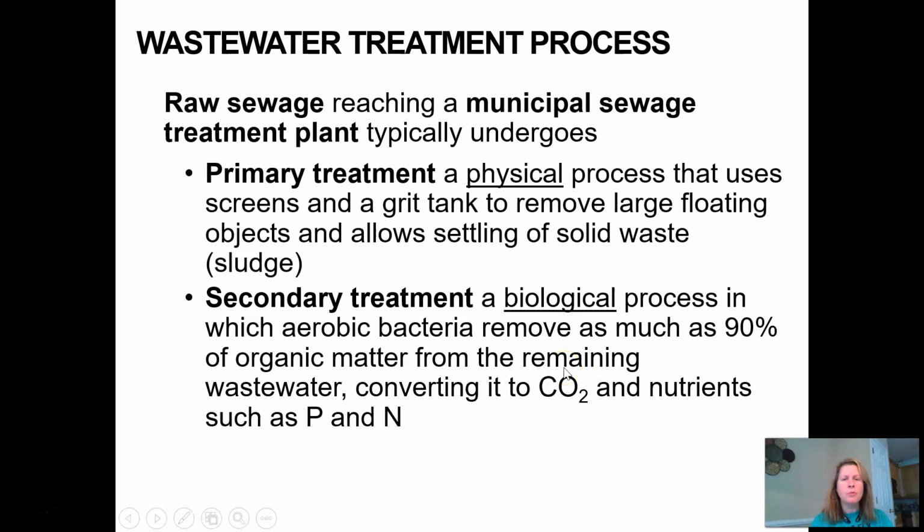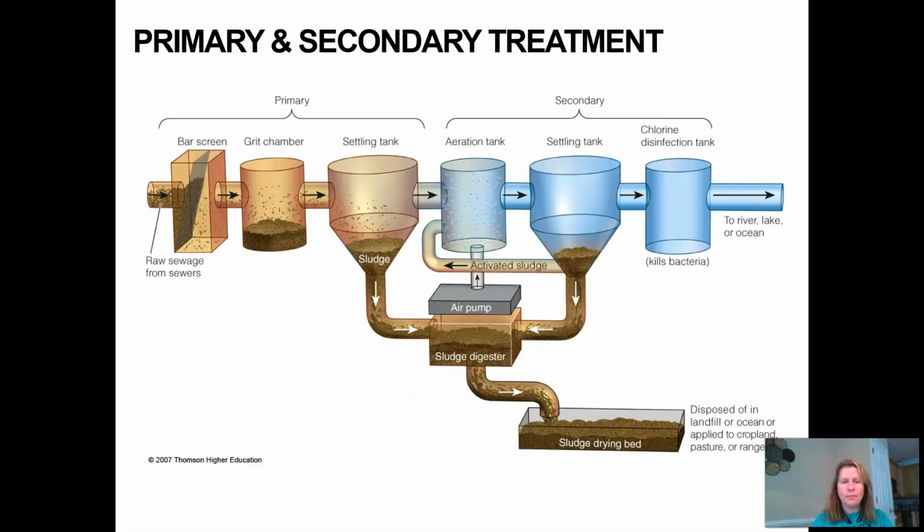Okay, there are two overall main parts to sewage treatment. The first is primary treatment. That's where you are physically removing the solids. And then the second part is secondary treatment, and that's a biological process where microbes are going to be degrading the organic matter and cleaning it up.